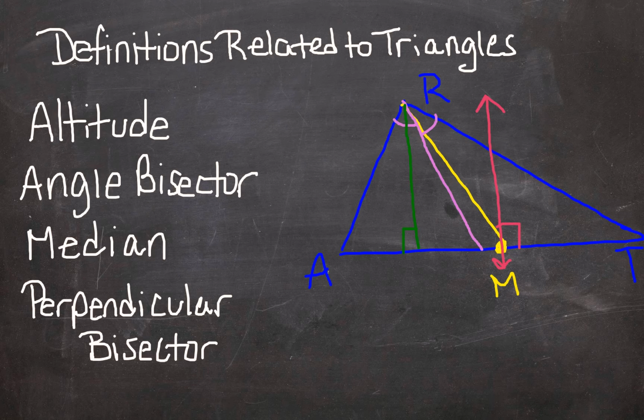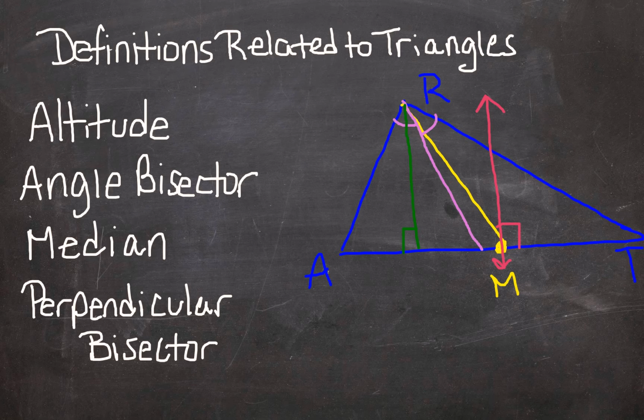An altitude goes from the vertex perpendicular to the opposite side. An angle bisector divides an angle into 2 congruent angles. A median goes from the vertex to the midpoint of the opposite side, and a perpendicular bisector just has to intersect a side perpendicularly at the midpoint.